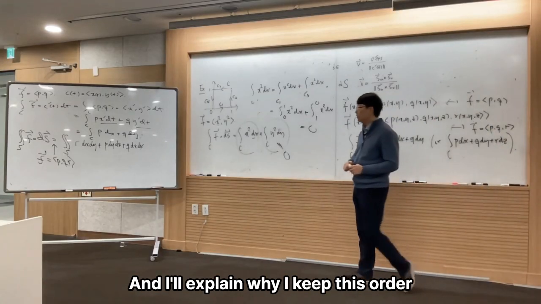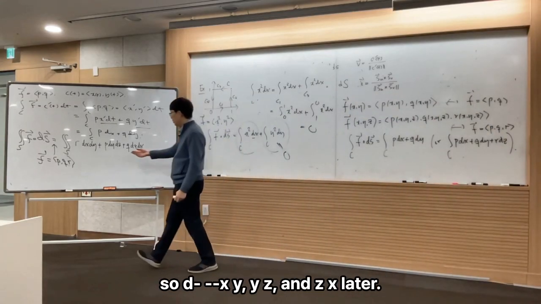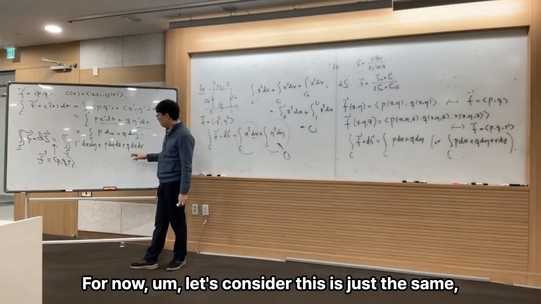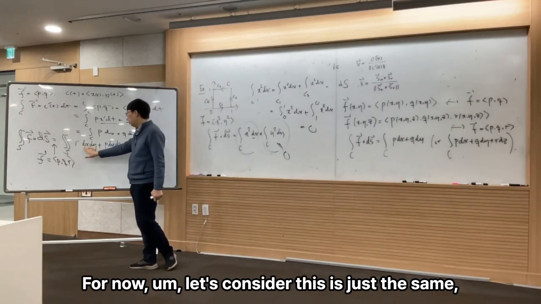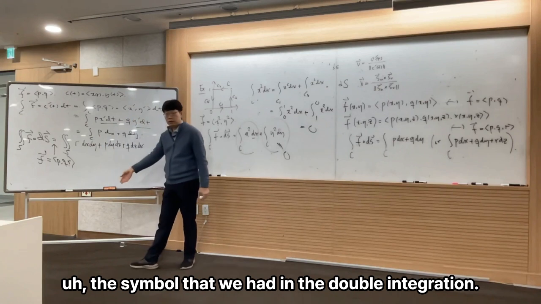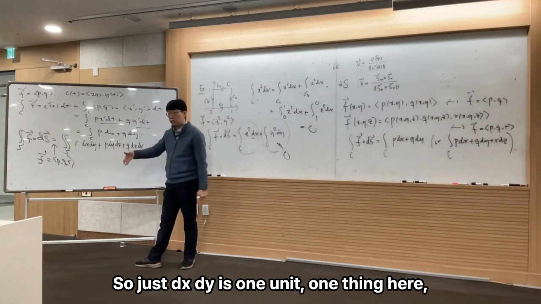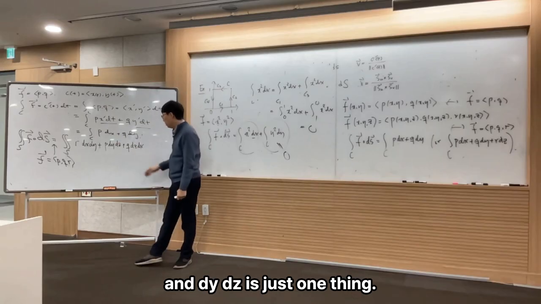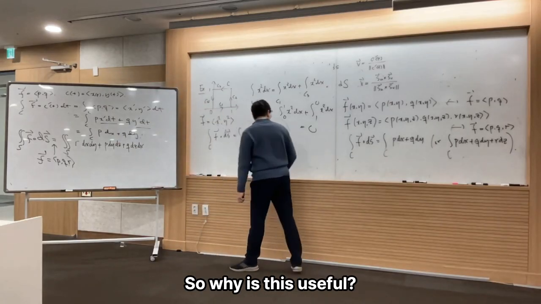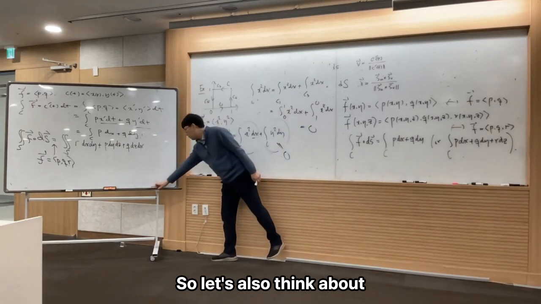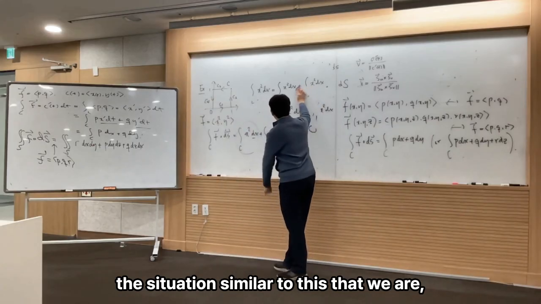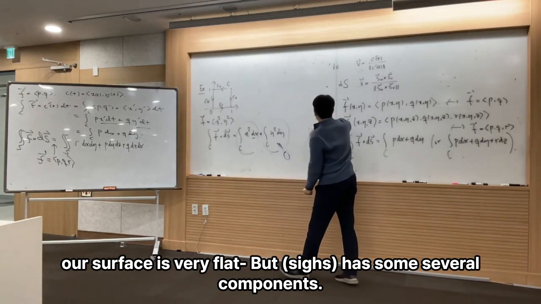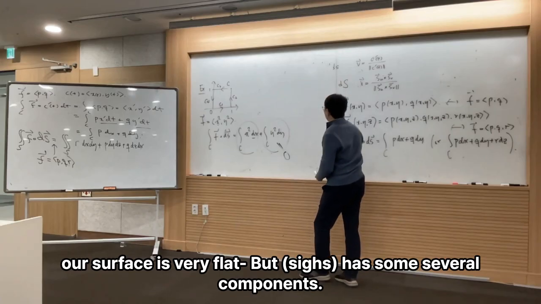And I'll explain why I keep this order: xy, yz, and zx, later. For now, let's consider this is just the same symbol that we had in the double integration. So just dx dy is one unit, one thing here, and dy dz is just one thing. So why is this useful?